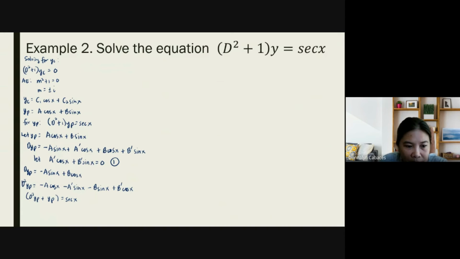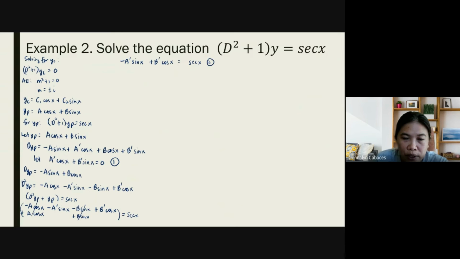We have the second derivative of yp plus yp is equal to secant of x. So substituting our second derivative of yp, you have negative a cosine x minus a prime sine x minus b sine of x plus b prime cosine x, and then plus yp. This is our yp, so let me put it here: plus a cosine x and then plus b sine of x, and this would be equal to secant of x. And simplifying, this is 0 and this is also 0. And remaining now, you have negative a prime sine of x plus b prime cosine of x is equal to secant of x. And let this be your equation 2.